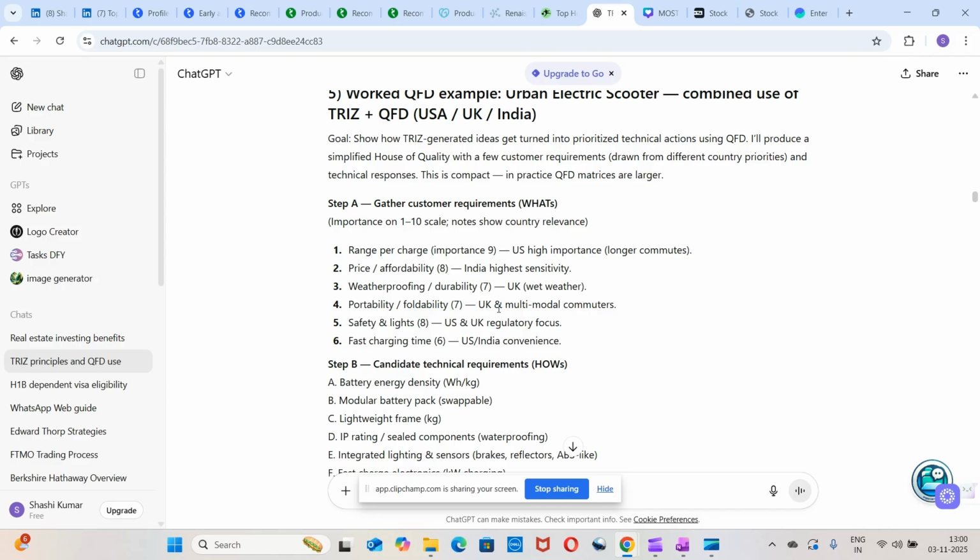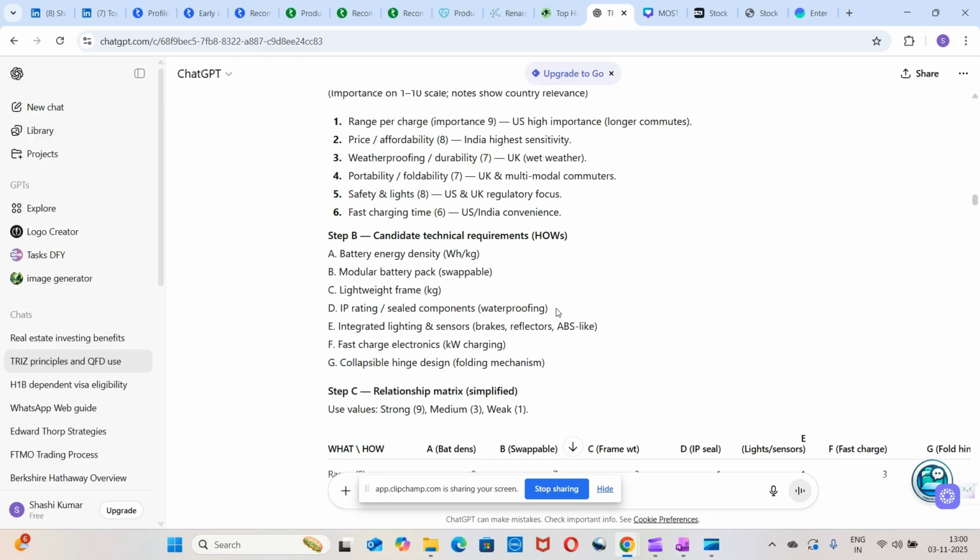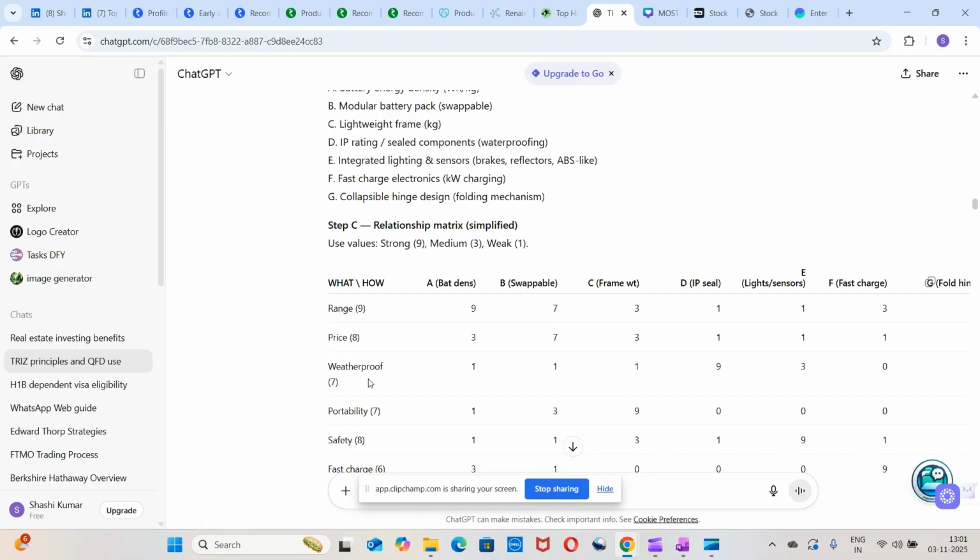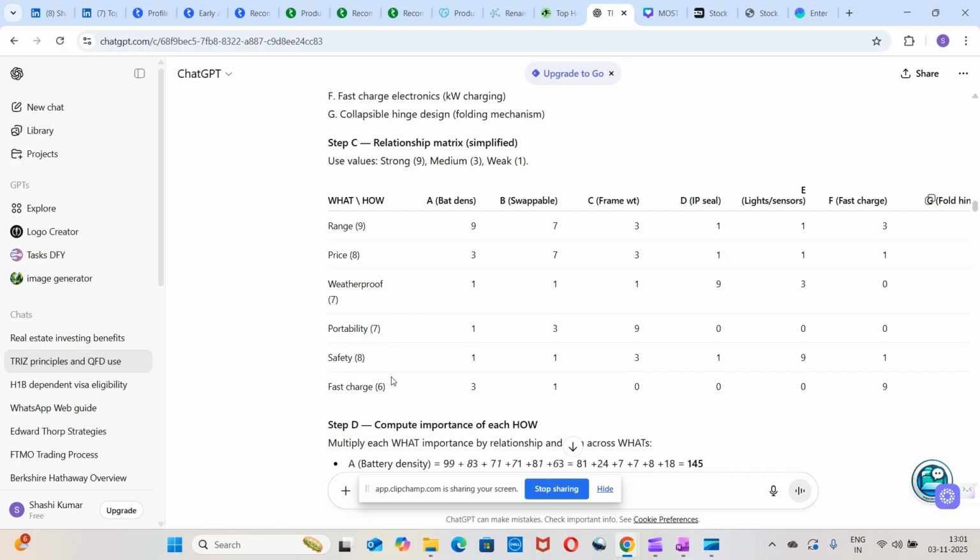Okay, we gather these whats. Then we come to the candidate technical requirements, the hows: battery energy density, modular battery pack, lightweight frame, IP rating with sealed components, integrated lighting and sensors, fast charging electronics, and collapsible hinge design. Then we have a relationship matrix which maps the whats to the hows. Range, price, weatherproofing, portability, safety, and fast charging are on this side. The hows are battery density, swappable battery, frame weight, IP rating, and lights and sensors, on the top. Then the relationship, strong, medium, or weak, is plotted in this matrix.